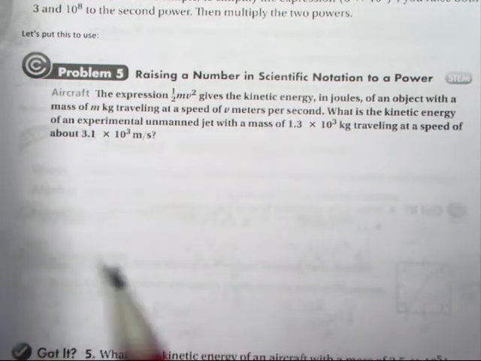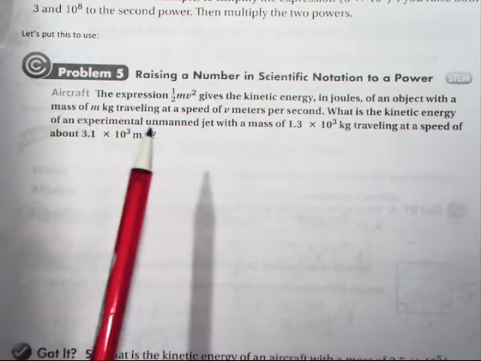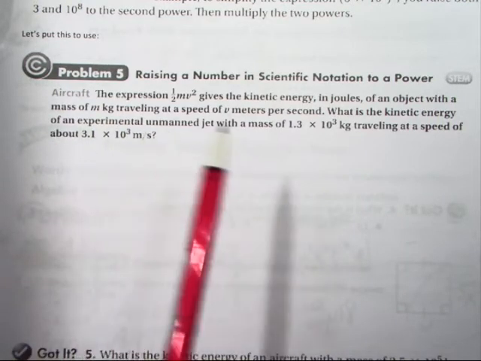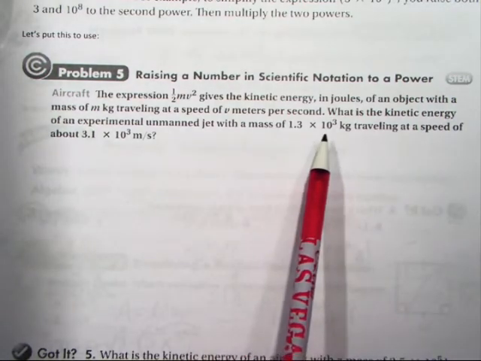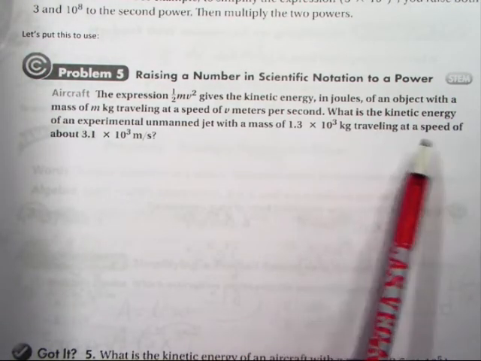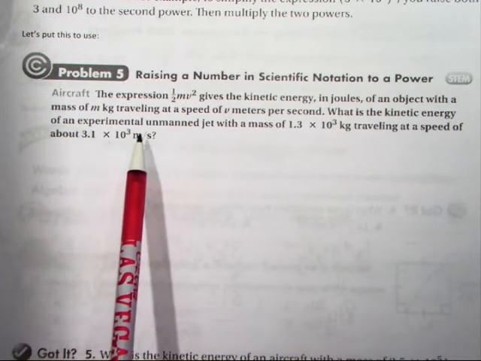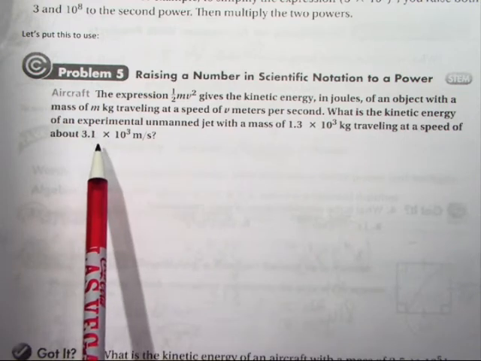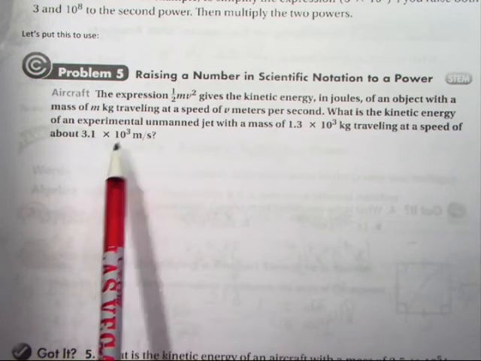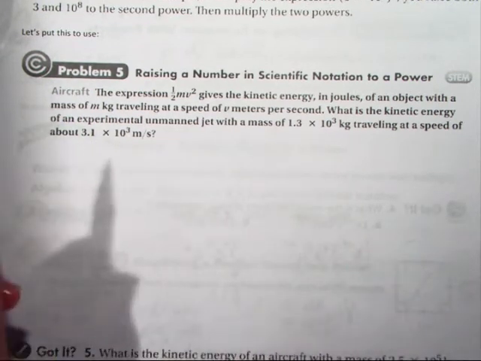What is the kinetic energy, how much energy in movement, of an experimental unmanned jet, that sounds safe, that has a mass of 1.3 times 10 to the 3rd kilograms that's traveling at a speed of 3.1 times 10 to the 3rd meters per second. By the way, that's really super duper fast. That's going to be like 3,000 meters a second. Kind of crazy. All right?